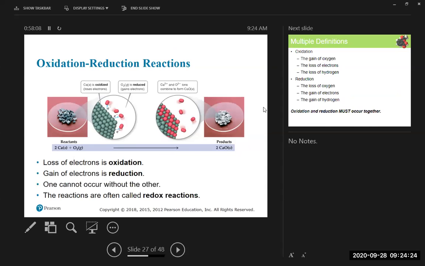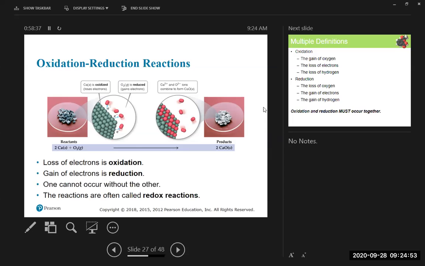So the next type of reactions I'd like to talk about are oxidation-reduction reactions. We're going to learn what we mean when we say oxidation, and what we mean when we say reduction. This can get a little confusing, so we'll go over it a few times. Loss of electrons is oxidation. Gain of electrons is reduction.